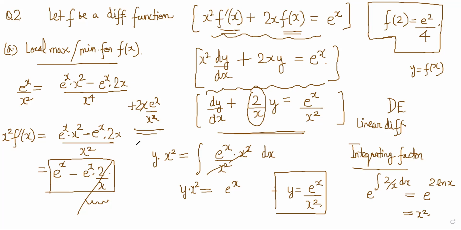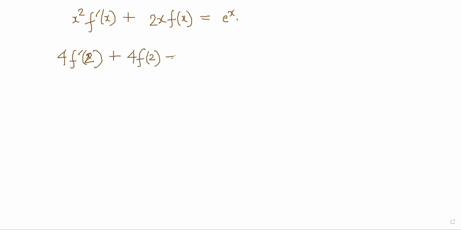It's fine. So what if we put x as 2 in that? So let's see. x square f dash x plus 2x f of x is equal to e power x. So if you put x as 2, what comes? 4 f dash 2 plus 4 f of 2 is equal to e square, right? And 4 f of 2 becomes e square, right?